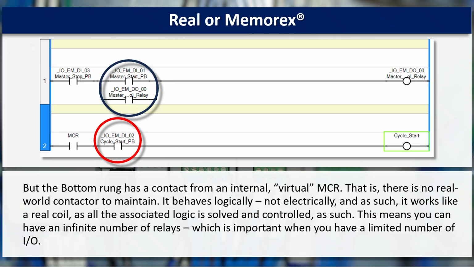But the bottom rung has a contact from an internal virtual MCR. That is, there is no real-world contactor to maintain. It behaves logically, not electrically, and as such, it works like a real coil, as all the associated logic is solved and controlled as such. This means you can have an infinite number of relays, which is important when you have a limited number of I/O.